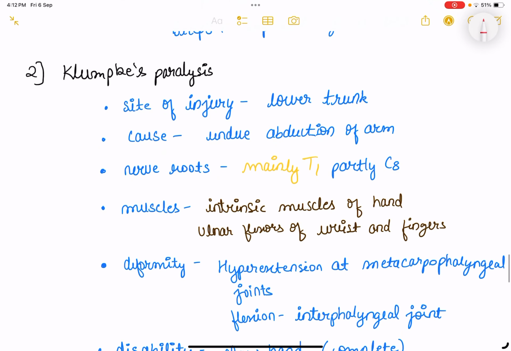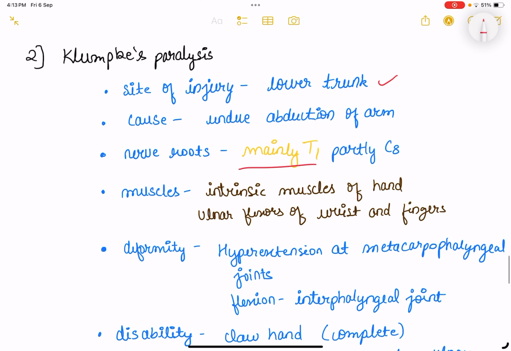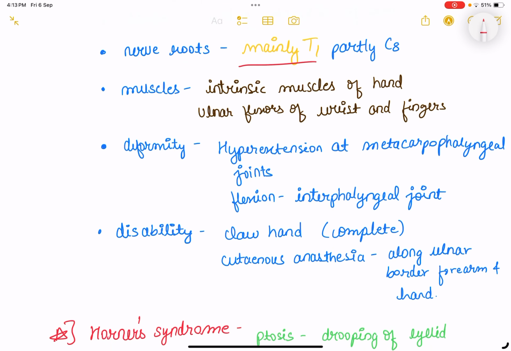Now the second case is of the Klumpke's paralysis. Here the site of the injury is the lower trunk. Now the cause may be due to undue abduction of arm. Nerve roots involved are mainly T1 and partly C8. Muscles, intrinsic muscles of hand, ulnar flexors of wrist and fingers are going to be paralyzed.